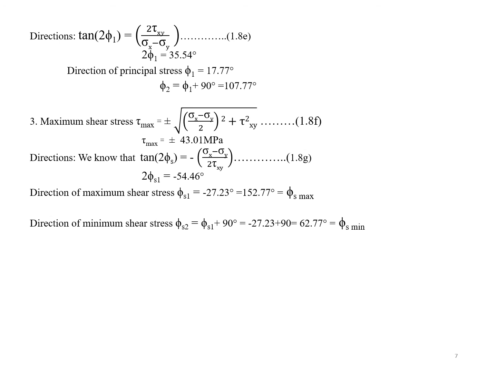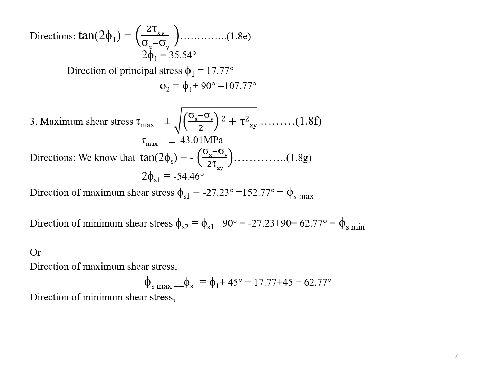Similarly, the direction of minimum shear stress we get by adding 90 degrees to phi s1, which comes out to be 62.77 degrees. We know the other equation also from the principal stress direction equation. Again we can get it from that also: 17.77 plus 45 degrees will give you 62.77. Also the minimum shear stress direction you get as 152.77 degrees.